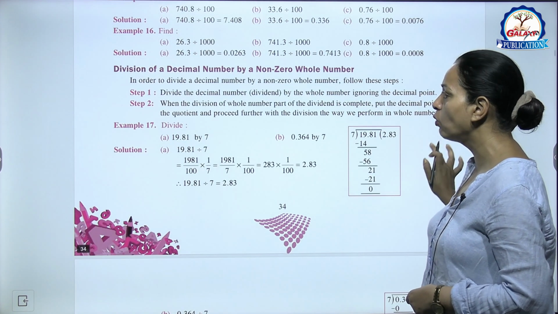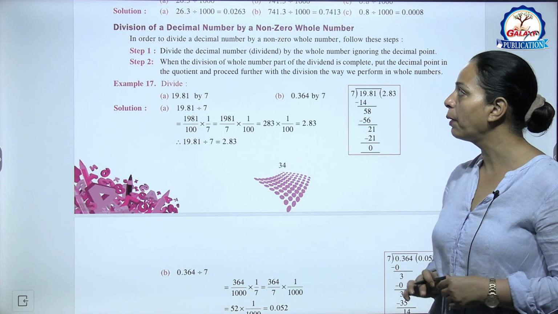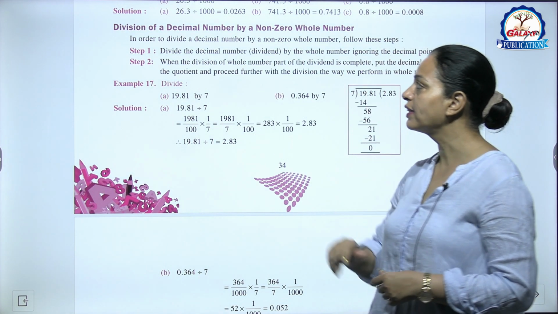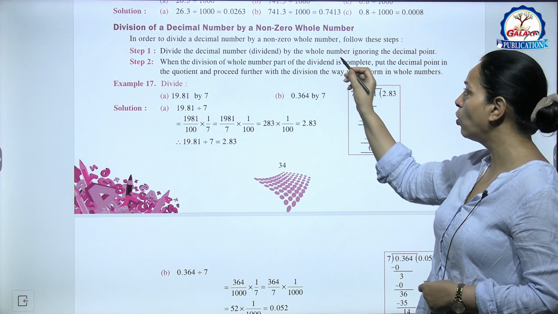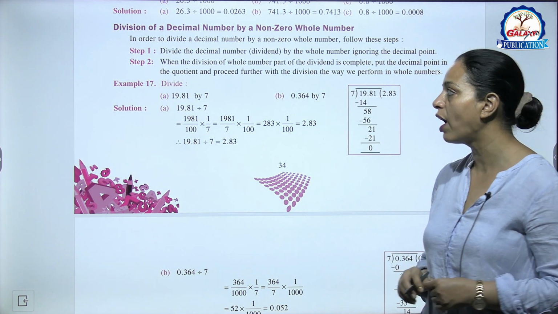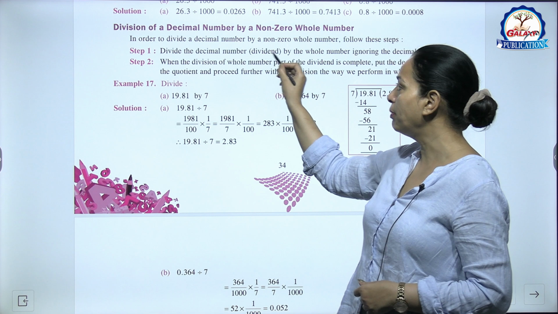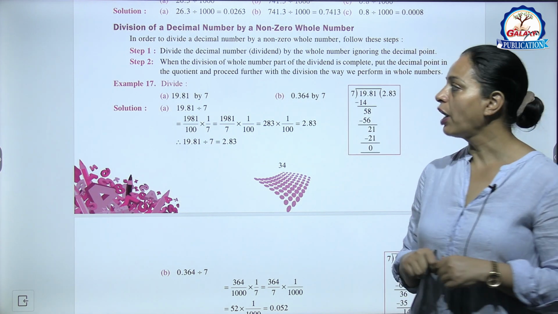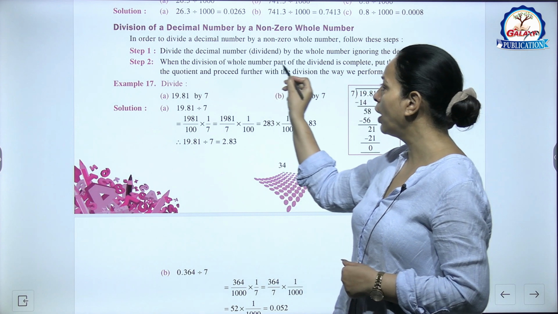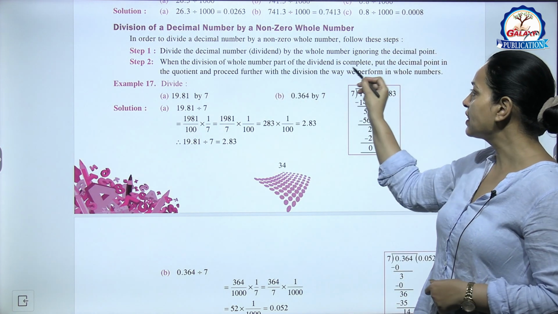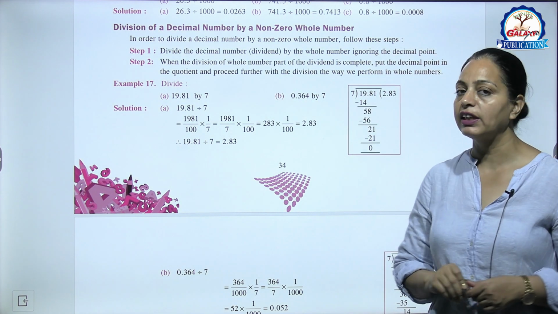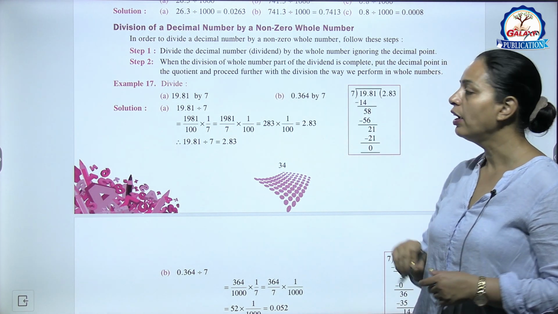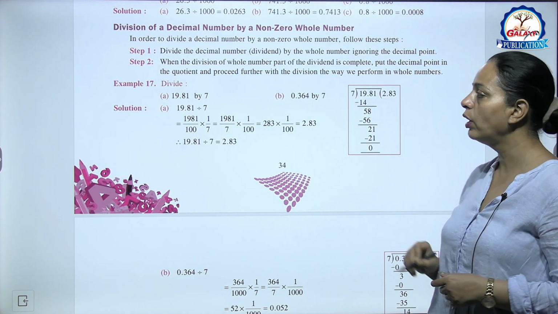Now come to next. We are talking about division of a decimal number by a non-zero whole number. In order to divide a decimal number by a non-zero whole number, follow these steps. Step 1. Divide the decimal number, that is the dividend, by the whole number ignoring the decimal point. Now step 2, when the division of the whole number part of the dividend is complete, put the decimal point in the quotient and proceed further with the division the way we perform in whole numbers.